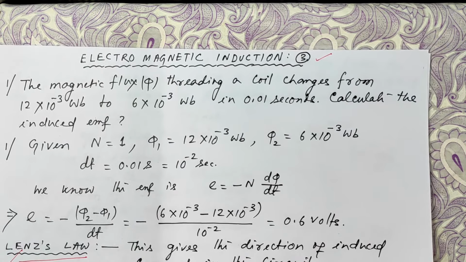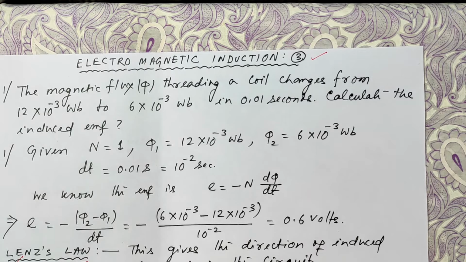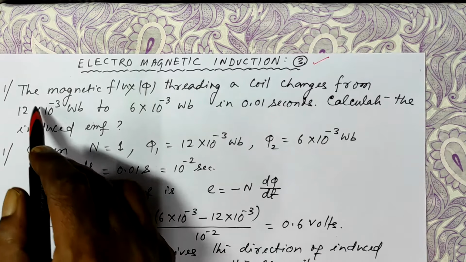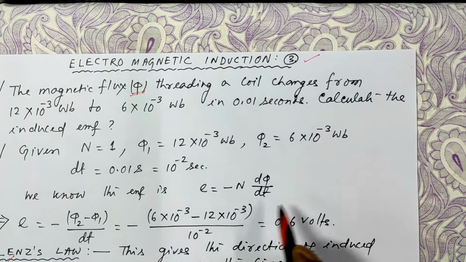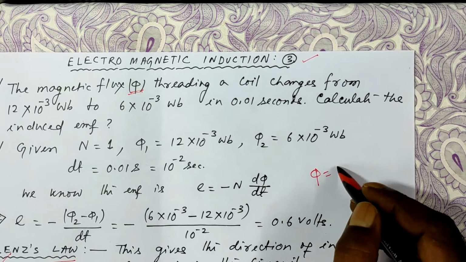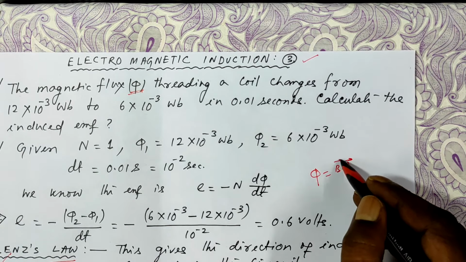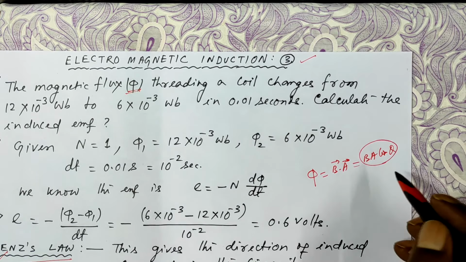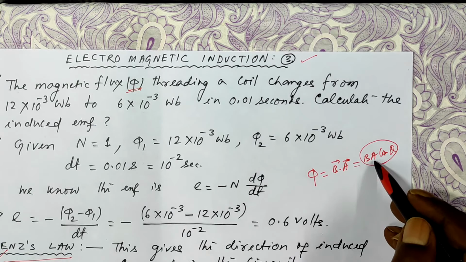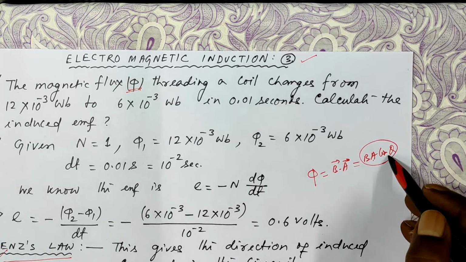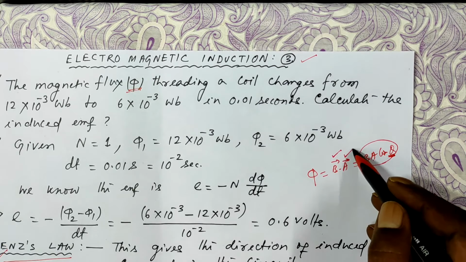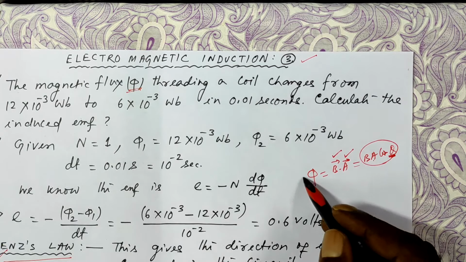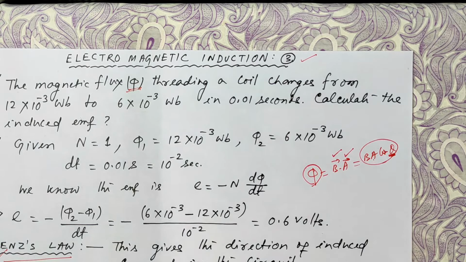Now the numerical is like this. The magnetic flux phi, I had explained to you, phi was equal to B dot A, that was equal to BA cos theta, where B is the magnitude of the magnetic field, A is the magnitude of the area vector, and theta is the angle between the magnetic field and the area vector. And flux was defined as the number of magnetic lines of force passing through the area normally.